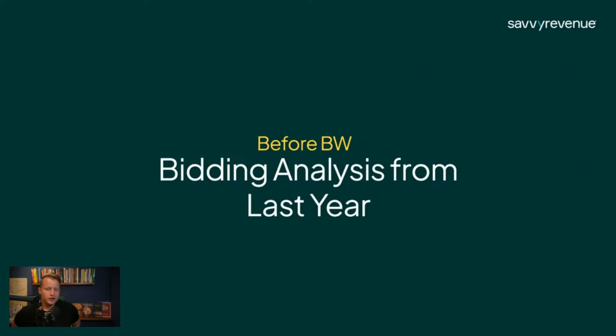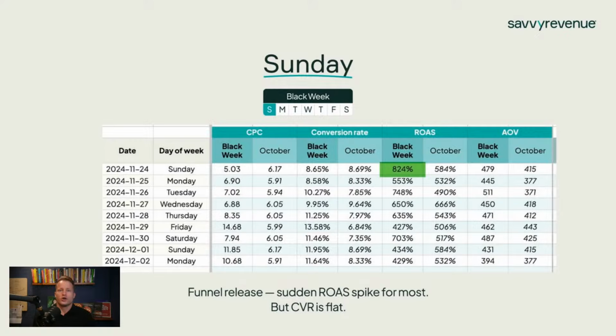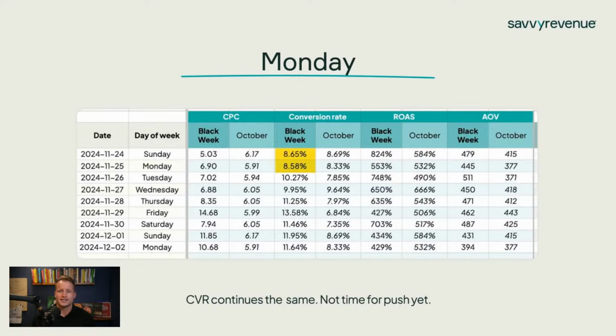So here it is where, before Black Week starts, I want to do a bidding analysis from last year because this is really, really important. So this is Sunday last year. And I don't know if the numbers are a little bit small for you guys, but for Black Week last year on Sunday, we see a pretty high ROAS for this case, which is interesting. But at the same time, is this Monday?